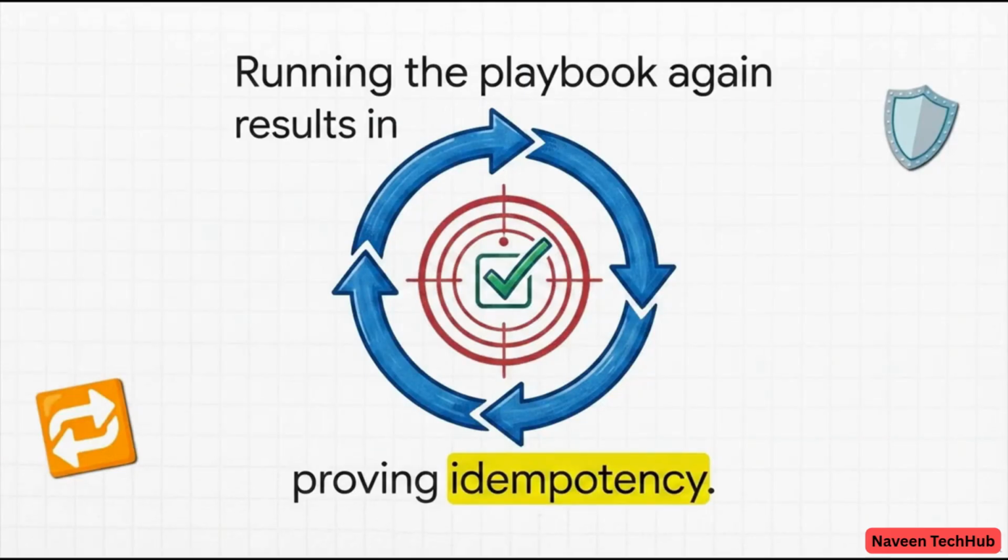And when we execute this, something magical happens. If we run it a second time, it results in zero changes. This is called idempotency, and it is the absolute hallmark of professional automation. You should be able to run your playbook against a healthy production environment during peak traffic hours, and it should simply report OK without breaking a single thing.